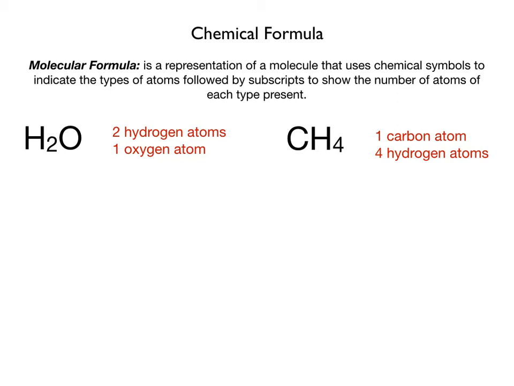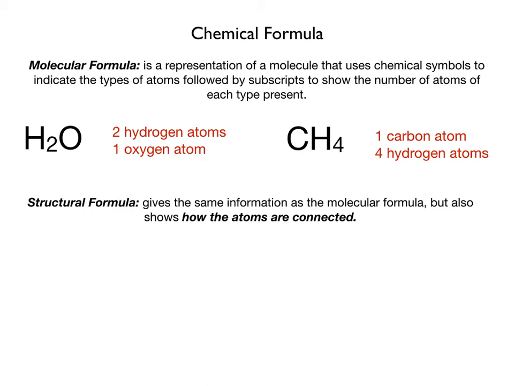We could also say that there are 2 moles of hydrogen in 1 mole of water, and there is 1 mole of oxygen in 1 mole of water. Sometimes, instead of giving the molecular formula, we're given the structural formula or the Lewis structure, which shows how the atoms are connected, which gives us the same information in a slightly different form.